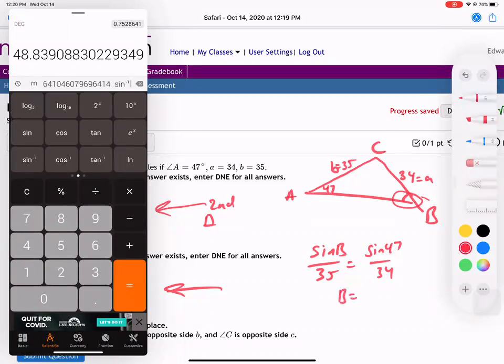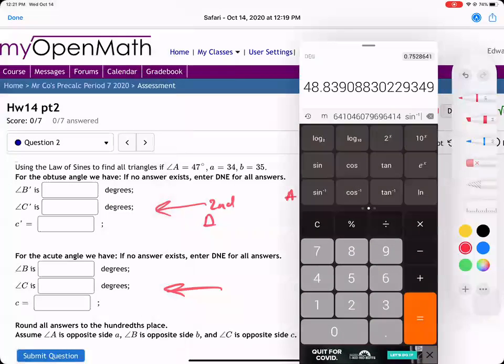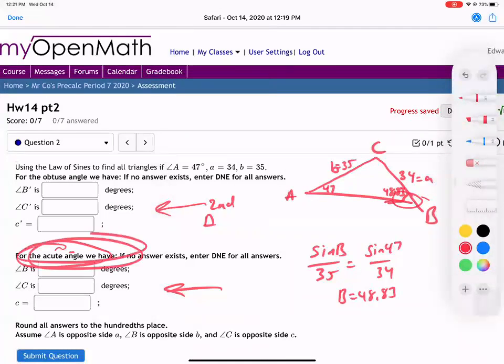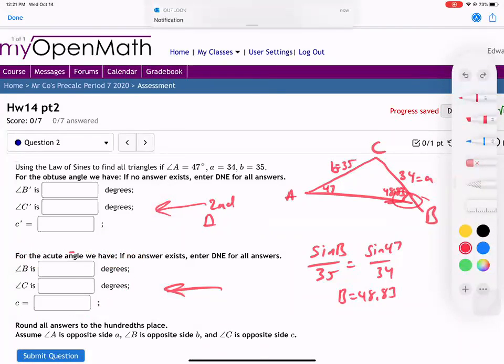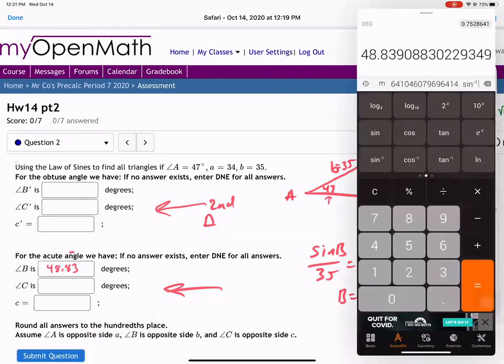B is 48.83. And that's the acute angle they're talking about in the question. The question is saying, find the acute angle. That's this version of the triangle. So we know what angle B is, 48.83. That's our angle B. How do I find angle C? Well, since we have A and B, we can find angle C by subtracting from 180.